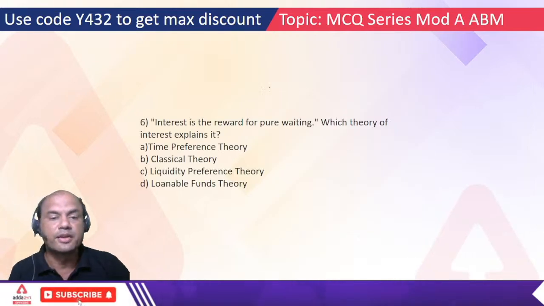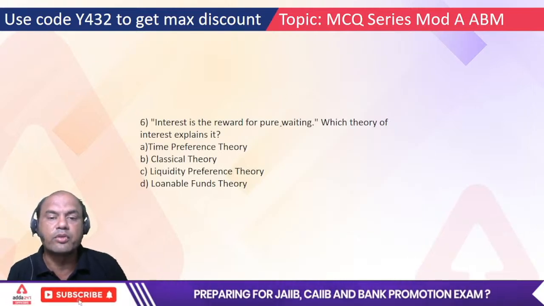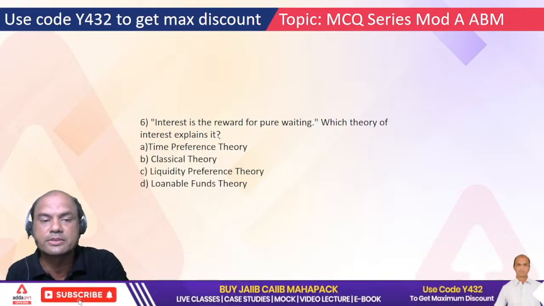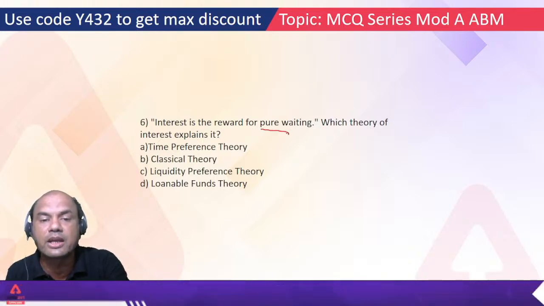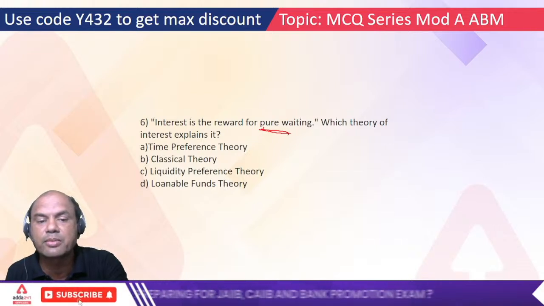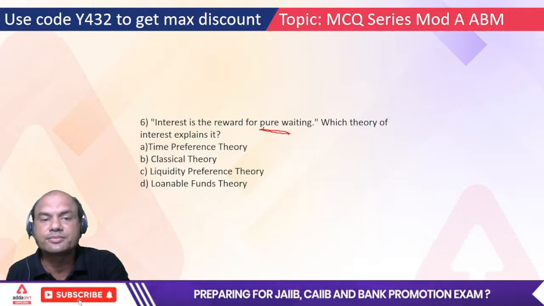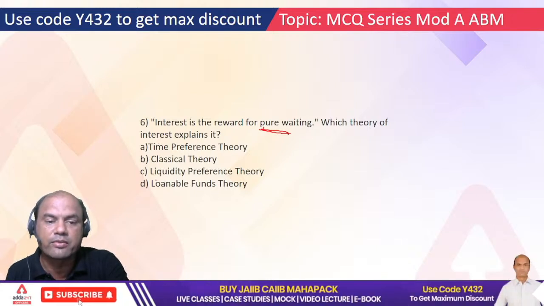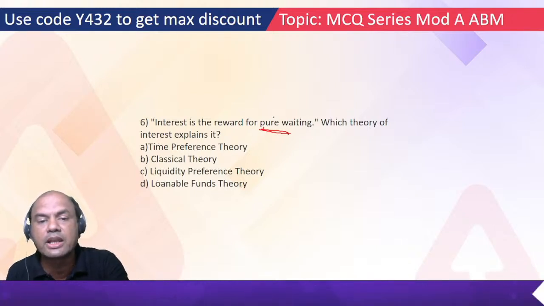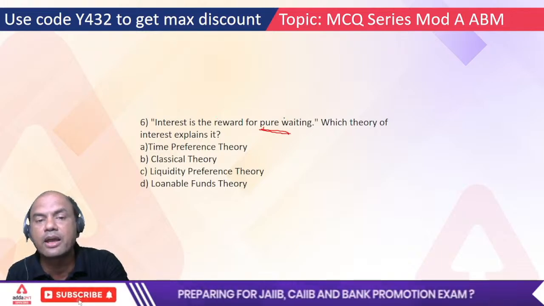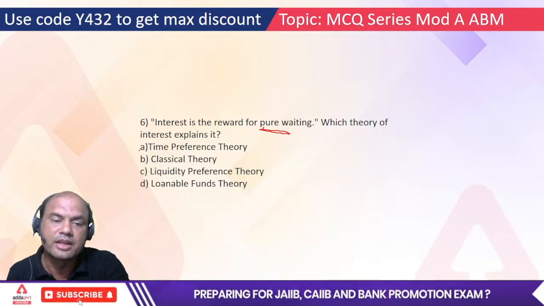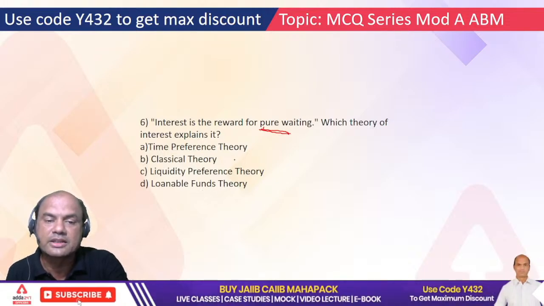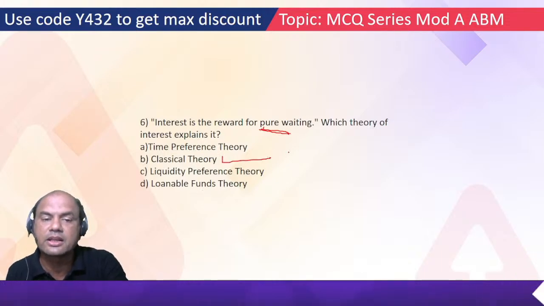Interest is a reward for pure waiting. So which theory of interest explains it? Reward for waiting. Which theory gives this waiting part? Time preference, classical, liquidity preference, or loanable funds theory. Waiting was given by, anyone knows? A, B, C or D? Correct. The answer is classical theory.